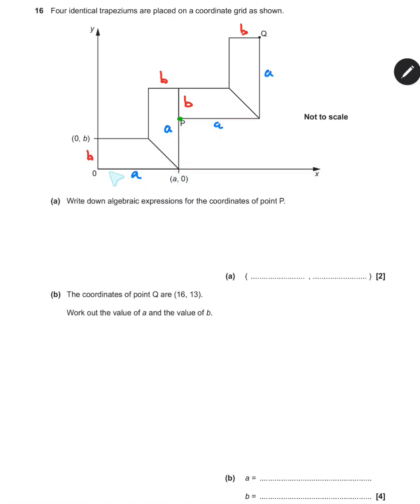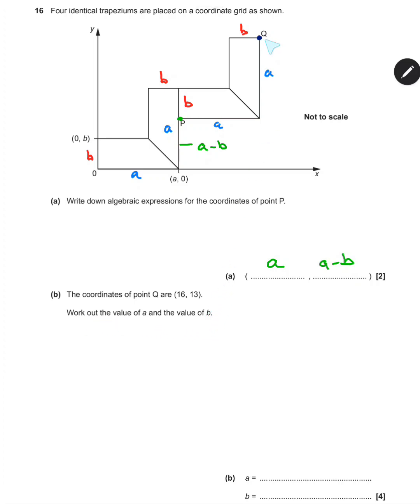Well, the across coordinate is not too bad because I'm going to go across to A. So the x coordinate is just A, across to A. I need to find this measurement here, which is not a full A, and it's not a B. If the whole thing is A and this part is B, then this measurement must be A, take away B. Part B gives us the coordinate of point Q, which is up here, and it asks us to work out the value of A and B.